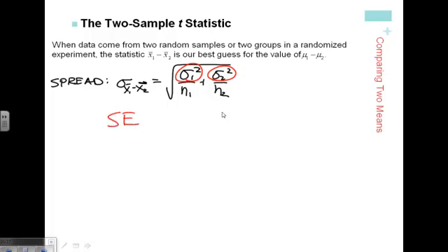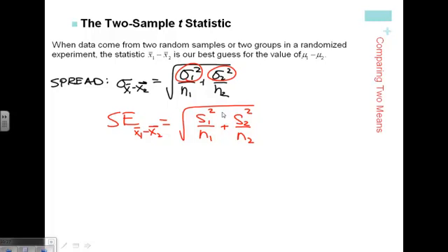We need standard error. We don't know sigma, so we're going to take our best guess at what sigma is. So we're going to say the SE of x bar 1 minus x bar 2 ends up being this whole formula, but with s's instead of sigmas. Again, the difference is that s is coming from a sample. Sigma comes from a population, and we simply just don't know what's going on with the population.